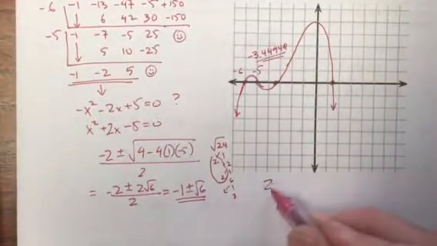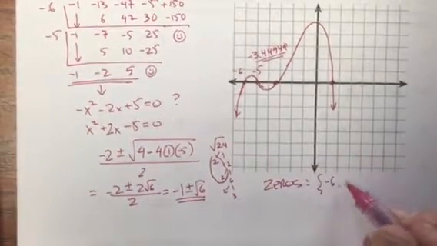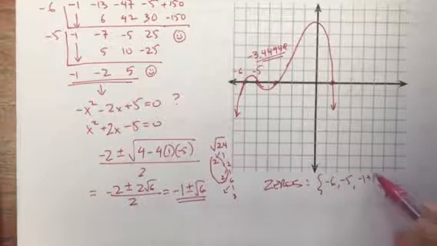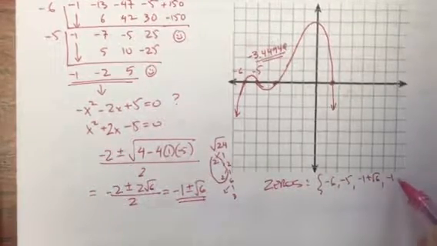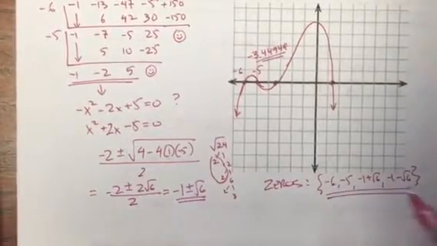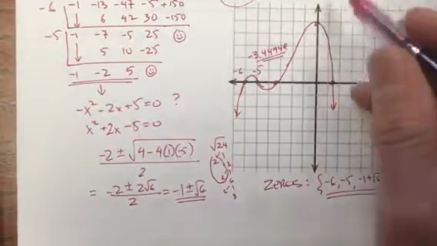So my zeros are -6, -5, -1 plus radical 6, and -1 minus radical 6. Nothing wrong with writing them all out. This intercept right here, oh, I should have seen that. That's obvious. When x is 0, that's 150.